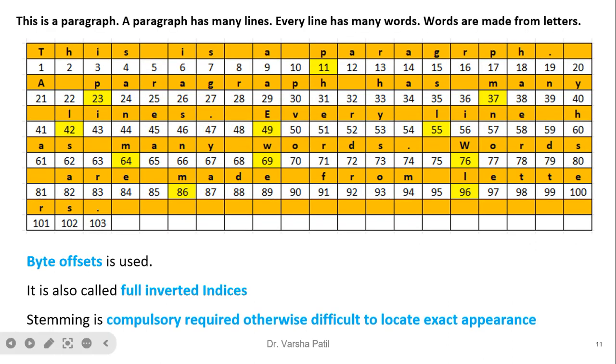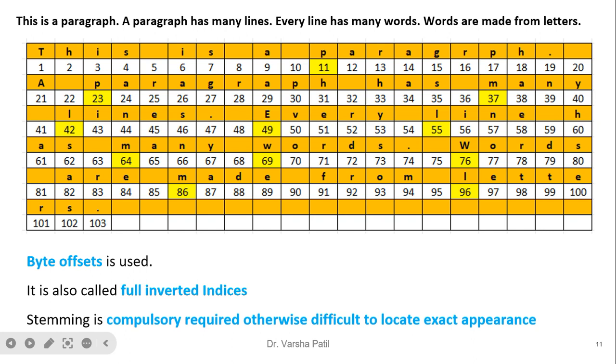Now this is an example of byte offset. The text is: This is a paragraph. A paragraph has many lines. Every line has many words. Words are made from letters. Here, every character occurrence is given a number. In this way, the T is 1 and the last character, the dot, comes at 103.